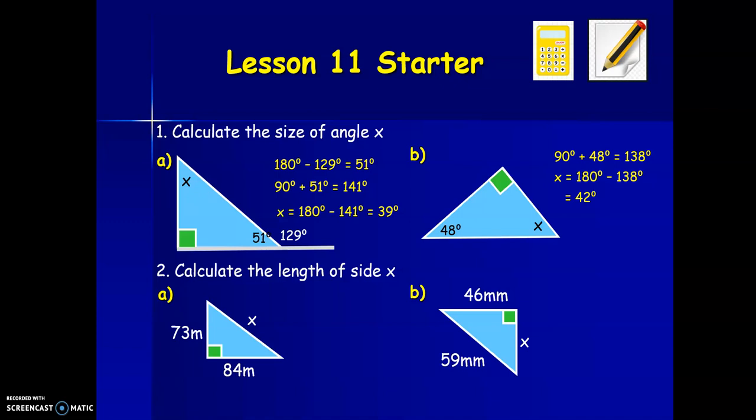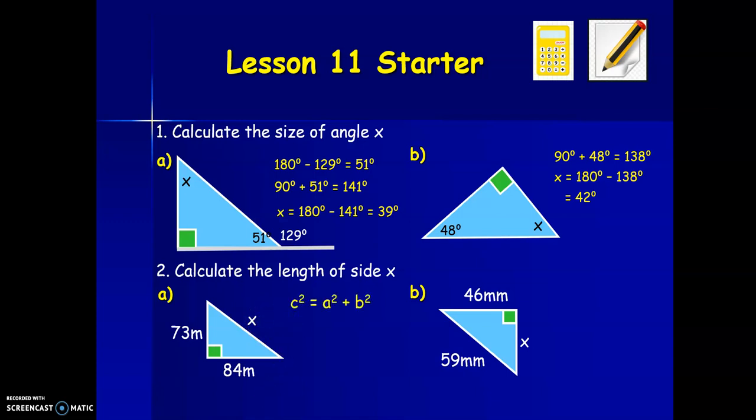For question 2, we have two right-angled triangles again. We know two sides of each triangle and we want to find the length of the third side. So again, these are Pythagoras questions. Our decision is: is it the add version of Pythagoras or the subtract version of Pythagoras? So let's look at A. We have the right angle here. The hypotenuse has X on it, so X is the longest side, so we need to use the add version of Pythagoras.